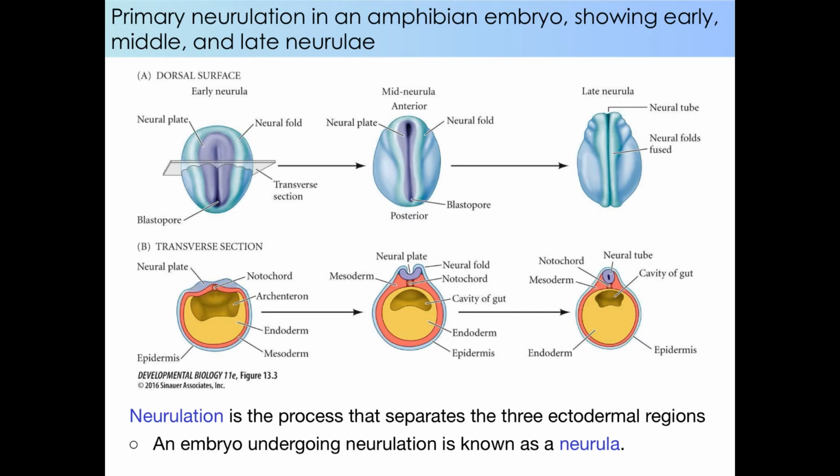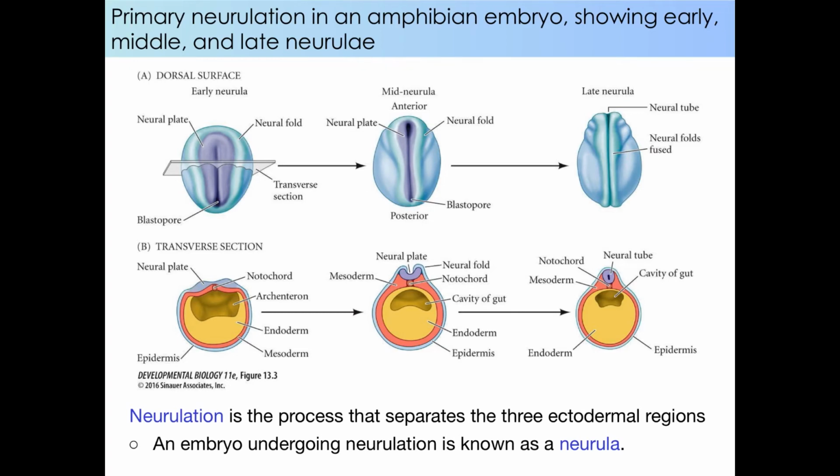These diagrams show the process of neurulation in an amphibian embryo. The pictures at the top here are looking down at the embryo. This is the anterior and this is the posterior of the embryo, and we're looking here at the dorsal side. The drawings at the bottom are cross sections through the embryo, where the dorsal side of the embryo faces upward and the ventral side is on the bottom. The process of neurulation involves the formation of the neural plate and its folding into a tube and separation of the neural crest, which is not shown in these images.